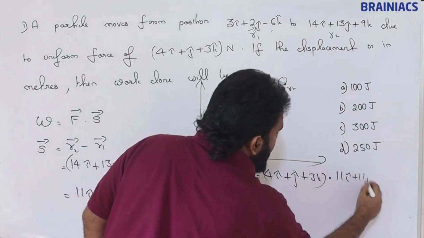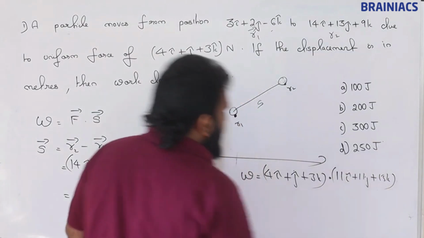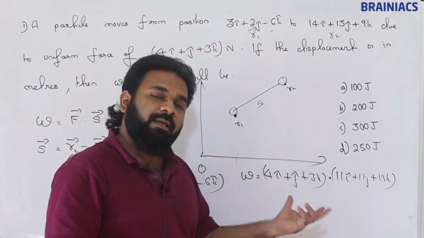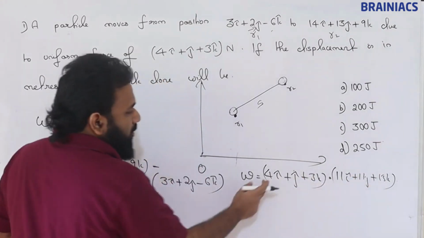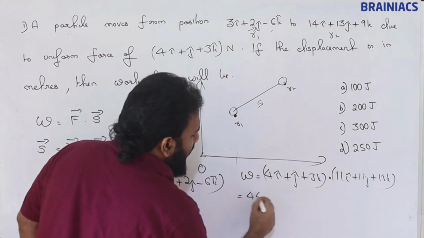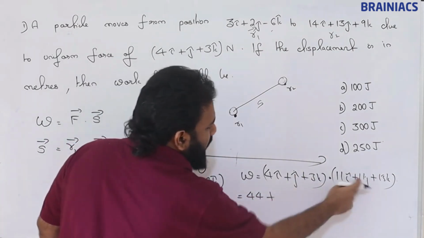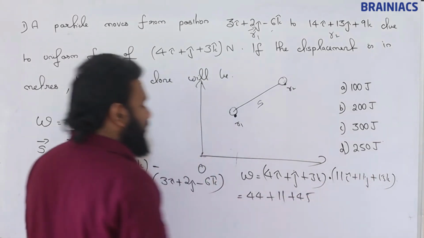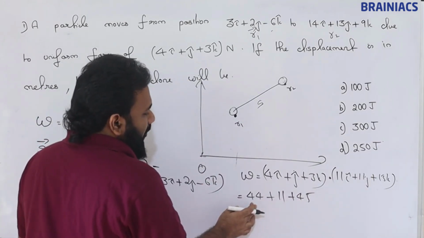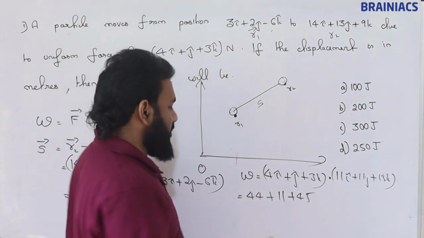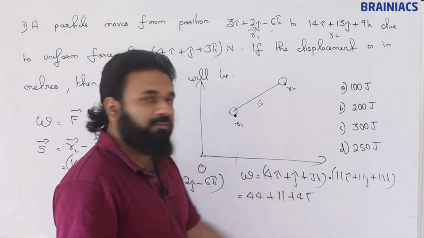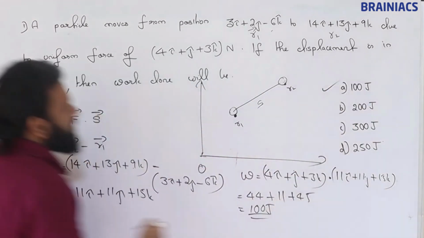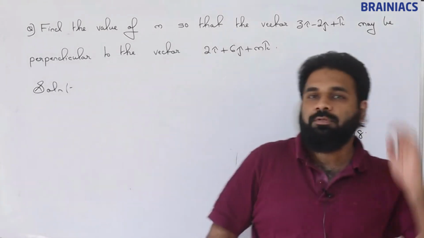11i plus 11j plus 15k. So when you do dot product, what do we do? We will multiply the respective components only: i dot i, j dot j, k dot k, like that. So 4 into 11, 44, plus 1 into 11, 11 itself, plus 3 into 15 is equal to 45. So 44 plus 11 is how much? 55. 55 plus 45 is 100 joules. Clear? This is the answer for work done.